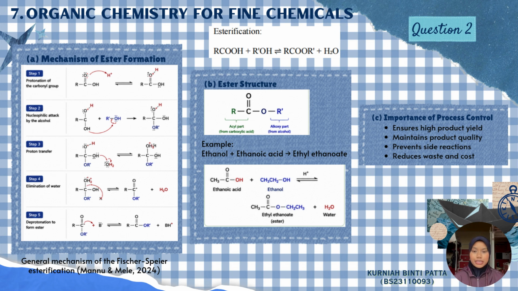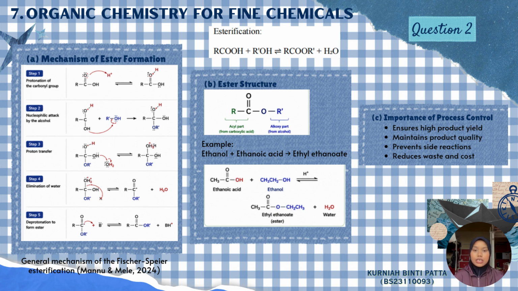For question 2B, the structure of an ester consists of a carbonyl group and an alkoxy group, which is written as RCOOR. Esters are known for having a pleasant smell, which is why they are commonly used in perfumes and food flavoring. They also have lower boiling points compared to carboxylic acids.